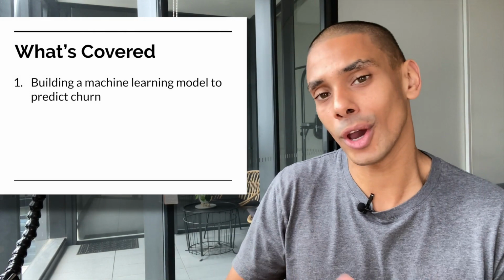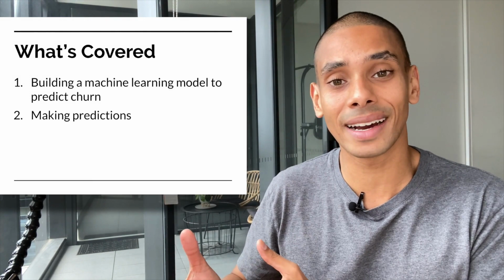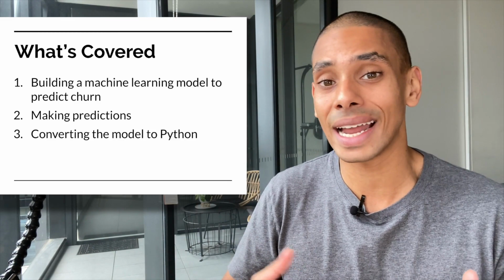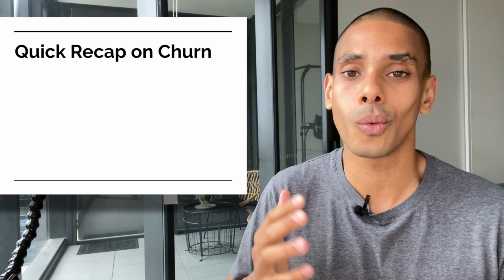So let's take a little bit of a deeper look as to what we're going to be covering today. So today we're going to be taking a look at how to use machine learning to predict churn. We're then going to learn how to use that machine learning model to make predictions on new data. And last but not least, we're going to take that same machine learning model and export it automatically into a Jupyter notebook. So we'll be able to take all the pipelines that we've trained and leverage that inside of our existing Python notebook.